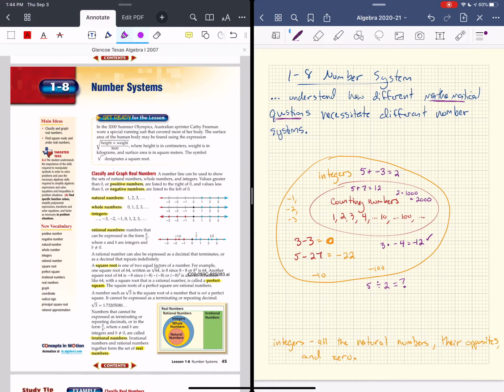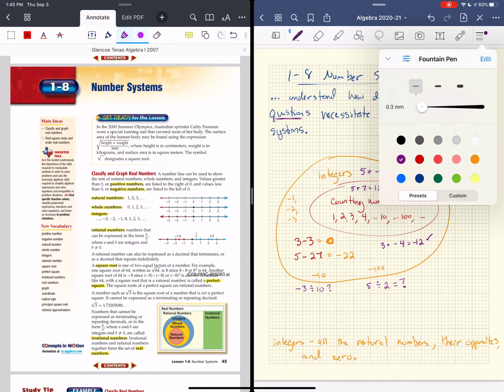Or something like negative 3 divided by 10. How am I supposed to answer this with the integers? I can't. And so once again, I need a new kind of number.